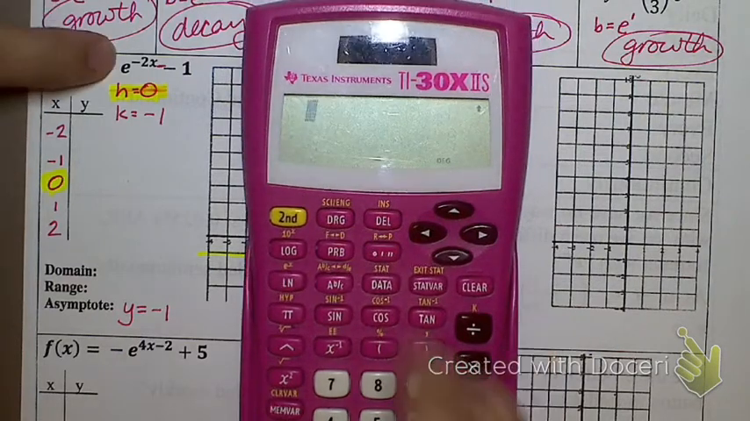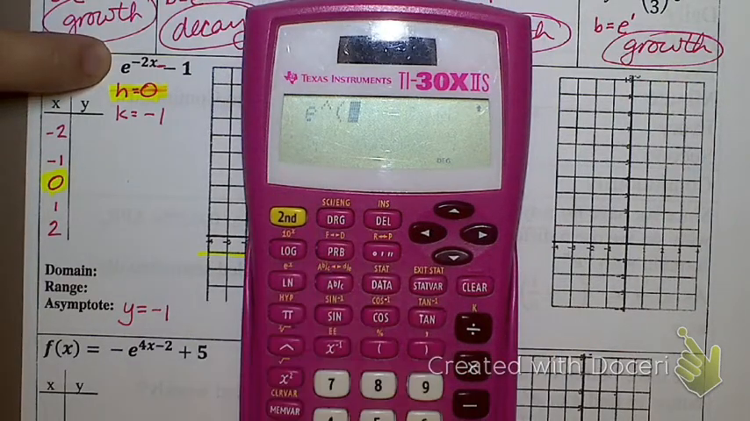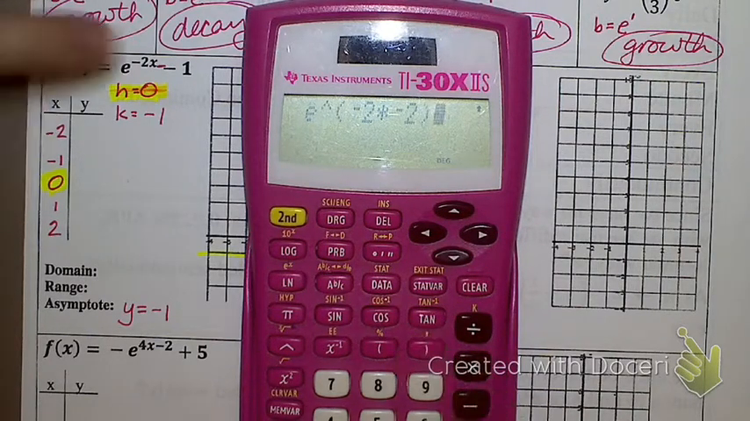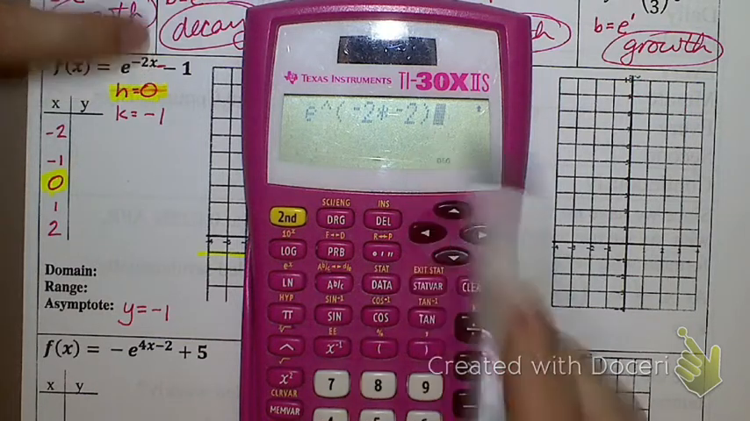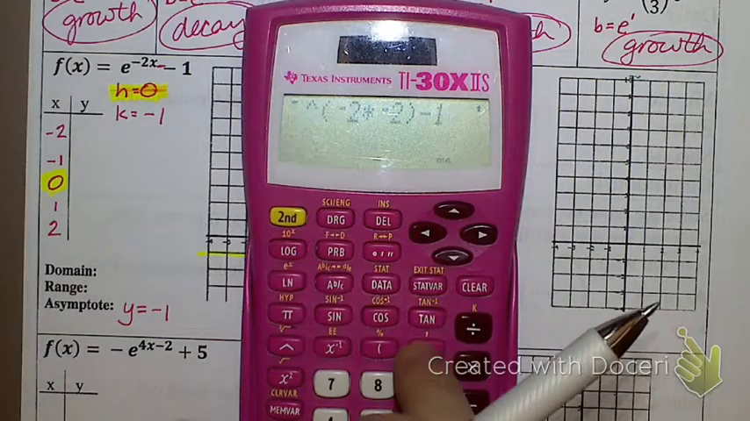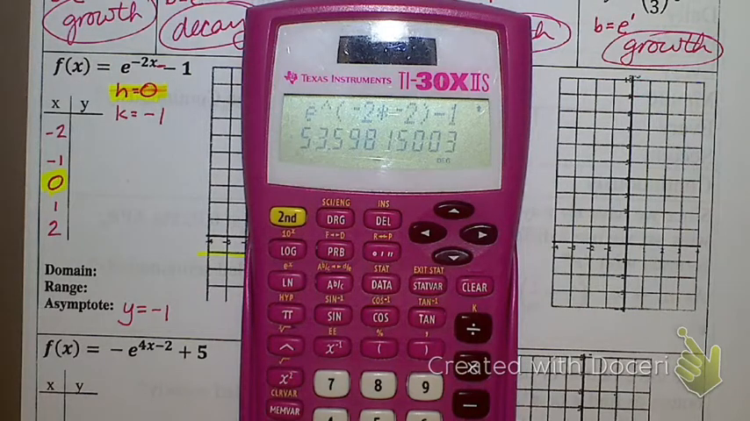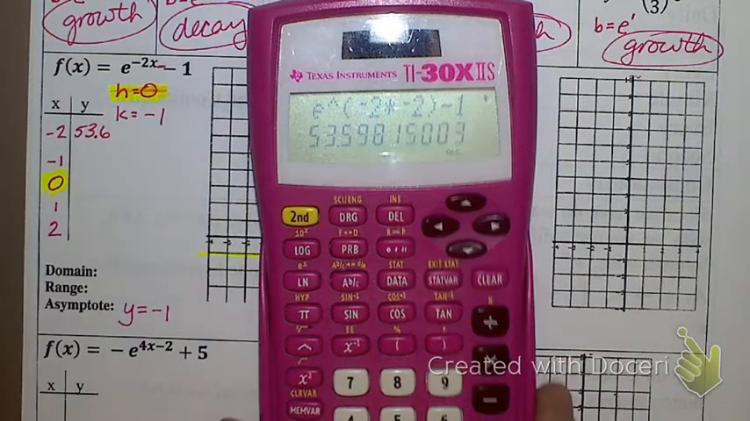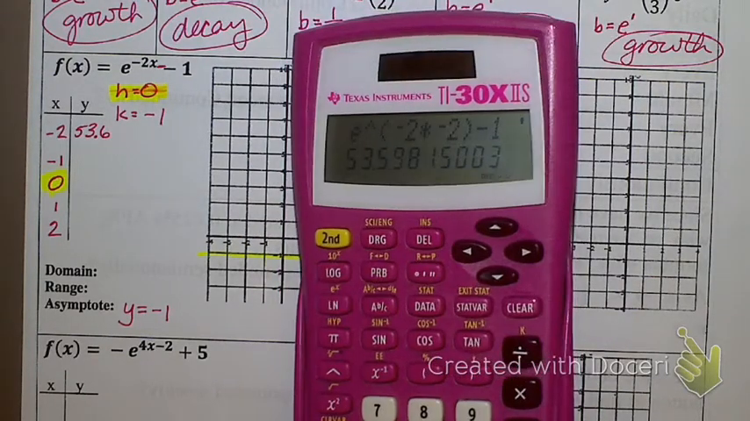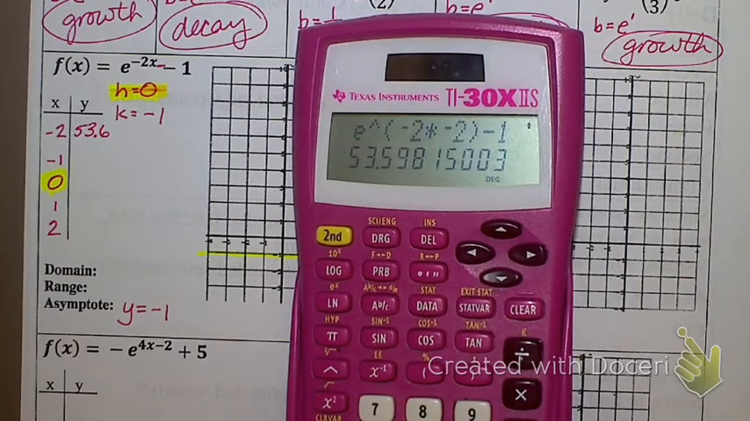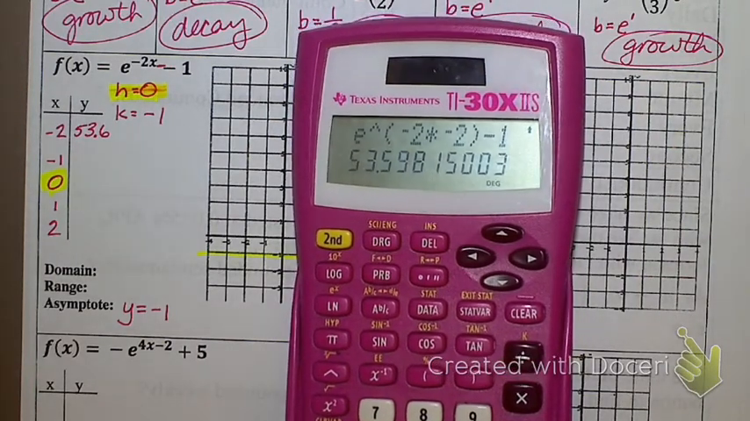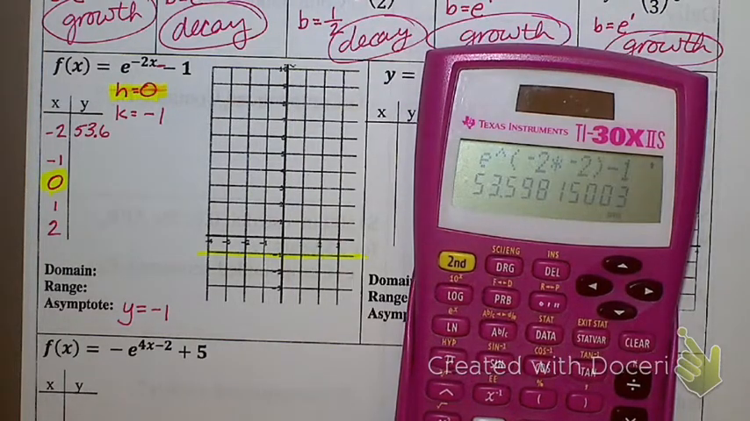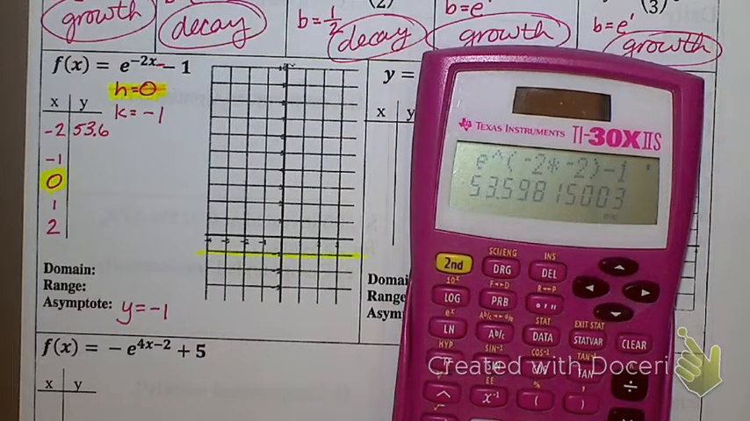Okay? So, E to the -2 times X, which I'm going to say is -2. Close your parentheses before you put that K value, because otherwise your calculator is going to have issues figuring out what's H and what's K. And I get 53.6. Does it matter if I put 53.6 or 53.598? No. Does it matter how many digits I have? Not on an XY chart, because my graph isn't precise enough to notice that kind of a difference.